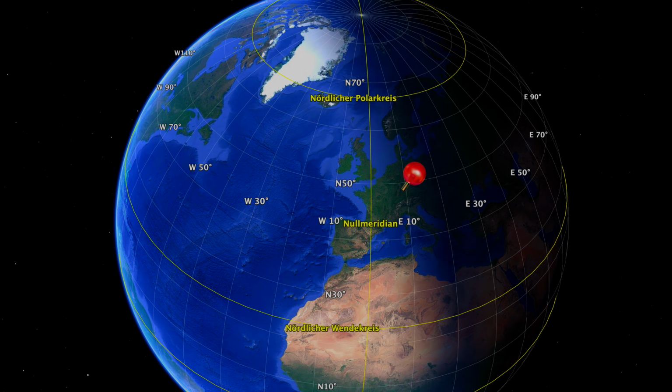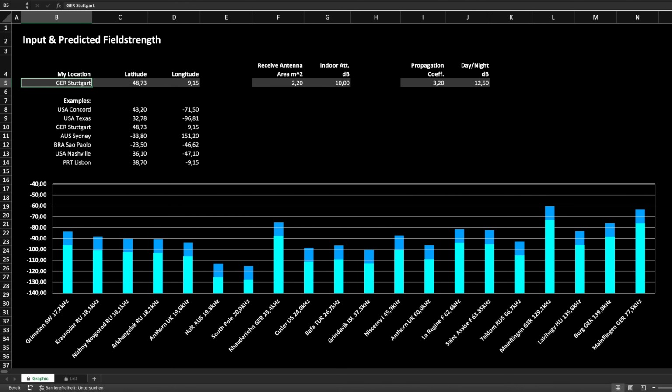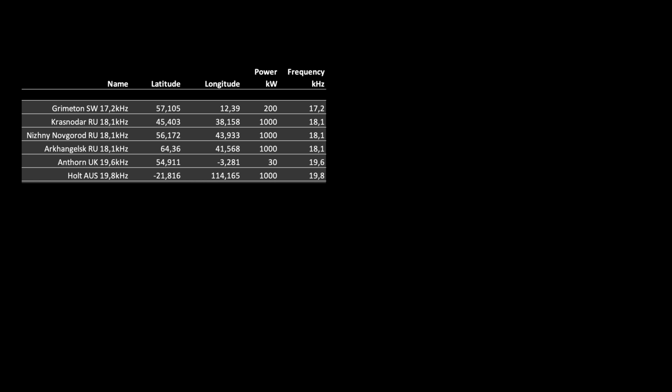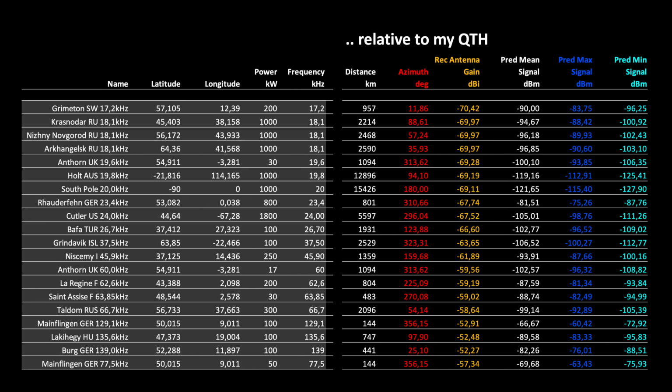Here's a method allowing predictions based on distance, transmit power, day-night transition, antenna gain and frequency. We put this into an Excel tool that makes VLF wave hunting even more fun. You can add stations to the list and the forecasts for your location will be updated automatically. We will explain how it all works in a minute.